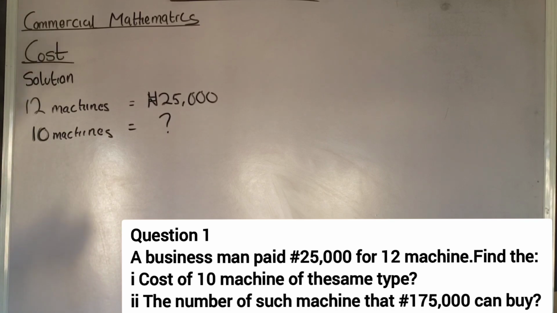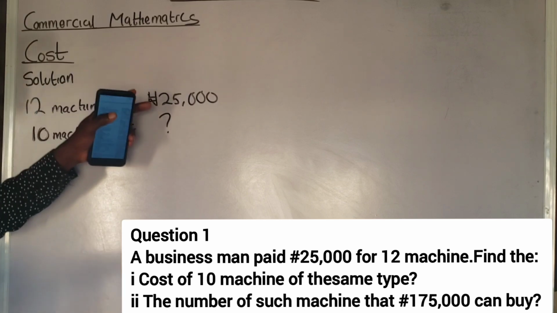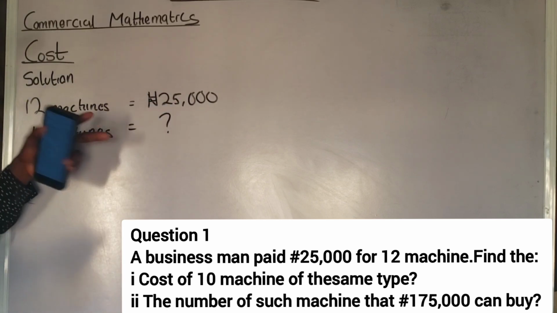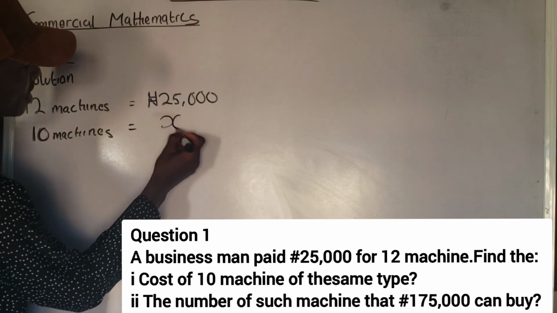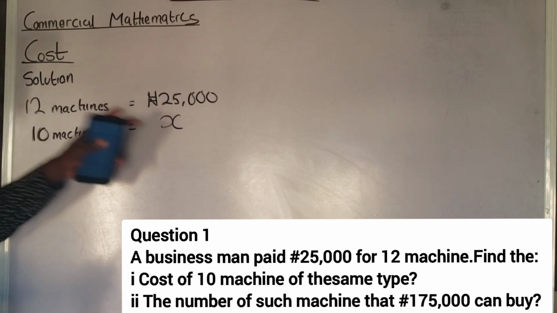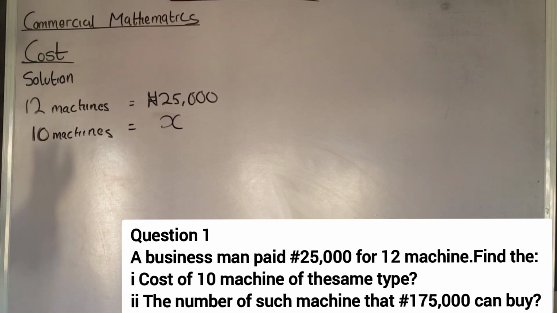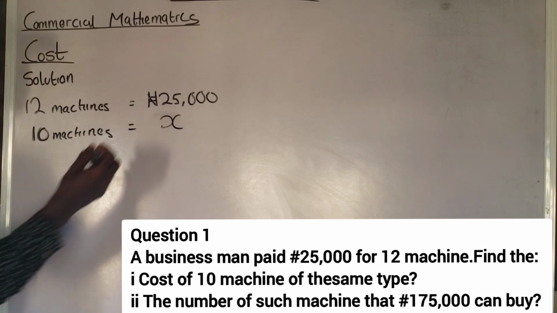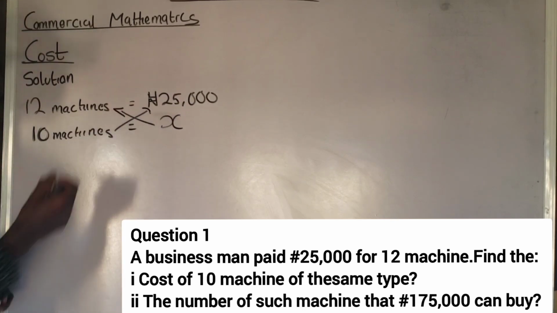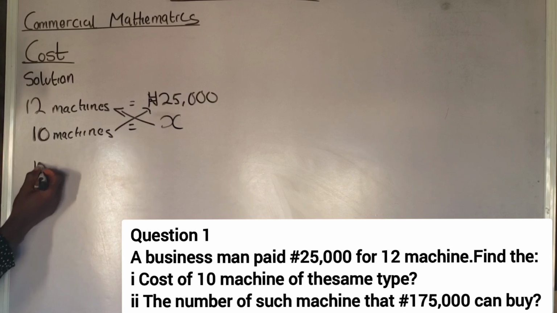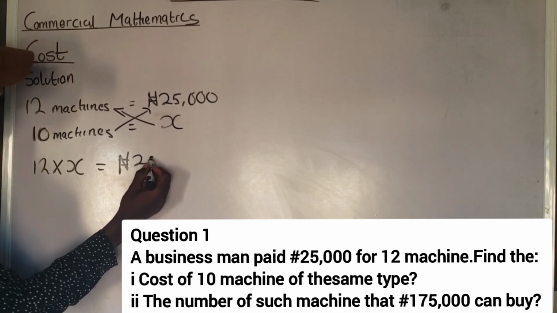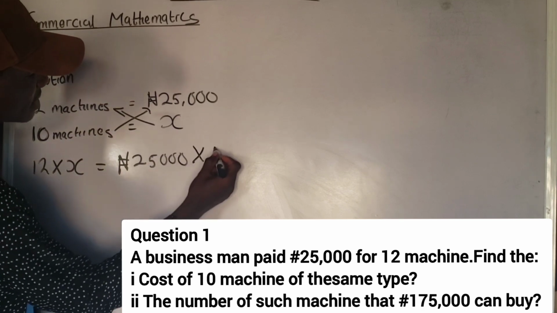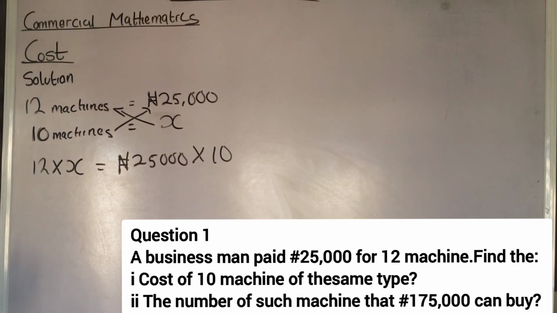You understand? Now you know that 12 machines cost 25,000 naira. 10 machines cost, we don't know. So let us represent it as X. Let 10 machines cost X. Now the next step is that we are going to take the cross product. So we are going to multiply this by this and this by this. So we are going to have 12 multiplied by X is equal to 25,000 naira multiplied by 10.